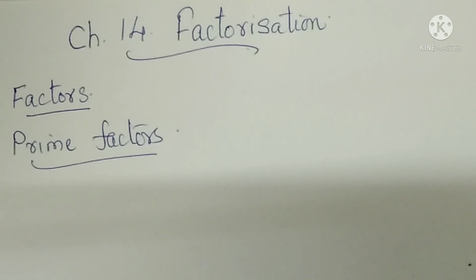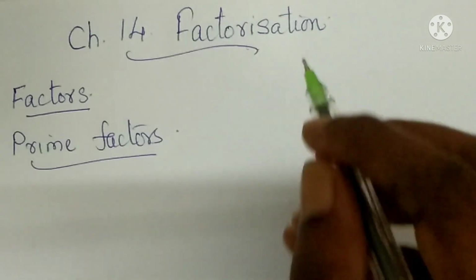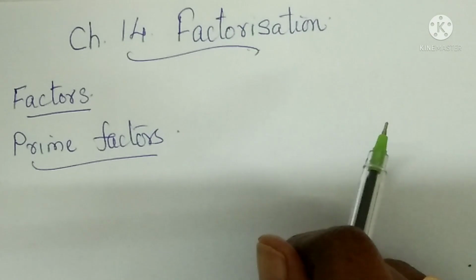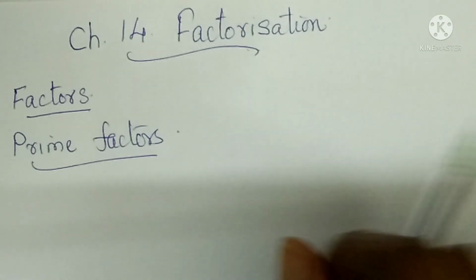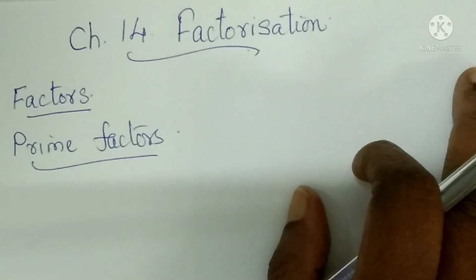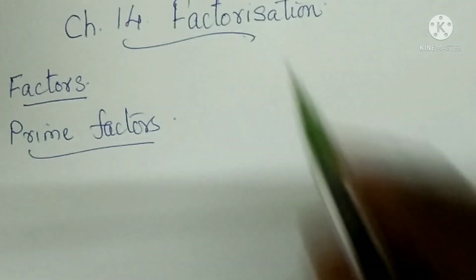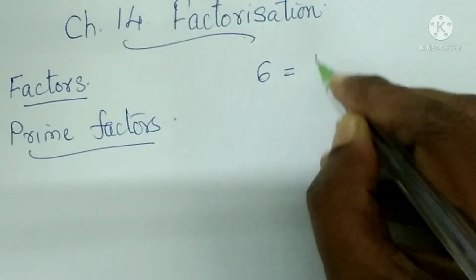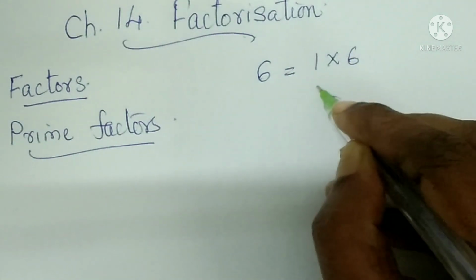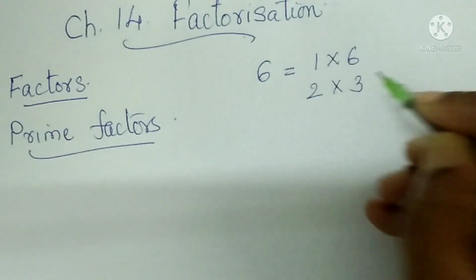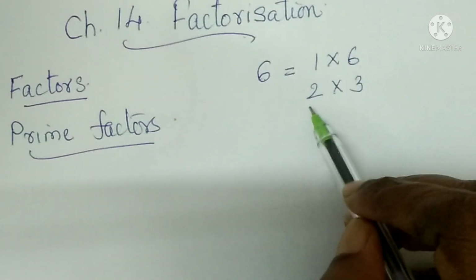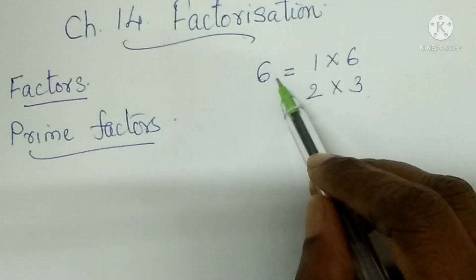What do you mean by factors? If any number can be written as the product of two or more numbers, then each of those numbers is called a factor. For example, if you write 6 as 1 into 6, 2 into 3, so 1 and 6 are factors of 6. Similarly, 2 and 3 are also factors of 6.